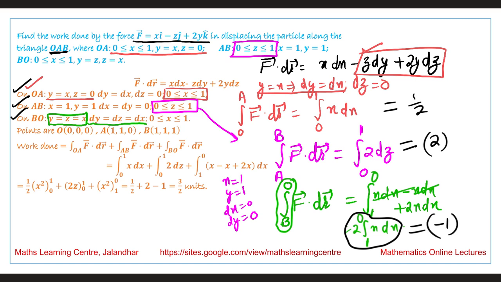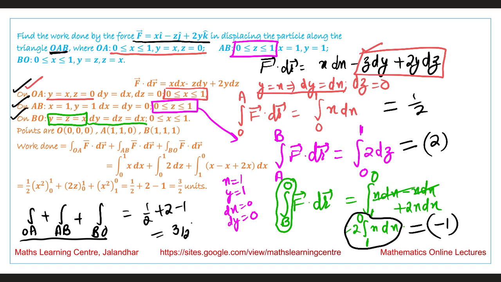So the work done, that is integration OA plus integration AB plus integration BO, is equal to the sum of all these values, 1 by 2 plus 2 minus 1. So the answer we have is 3 by 2 units. So this is the total work done in displacing the particle along the triangle OAB.